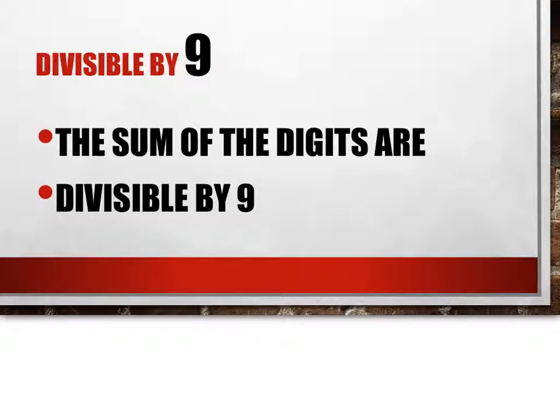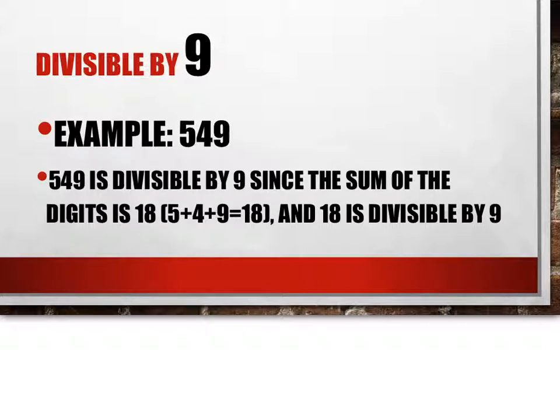Now we're going to take a look at numbers that are divisible by 9. The simple rule is that when we add up the digits, they are divisible by 9. So let's take a look at an example. Our example here is the number 549. In order to find this out, all we're going to do is add up the digits. So we're going to add up 5 plus 4 plus 9. That equals 18. And we know that 18 is divisible by 9. So because of this rule, we can say that the number 549 is divisible by 9.